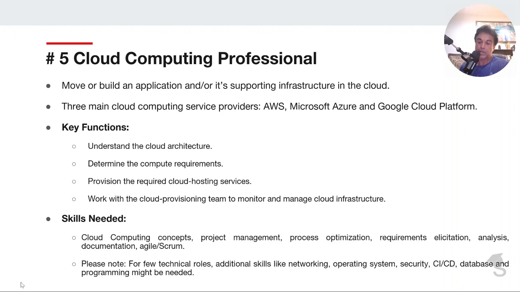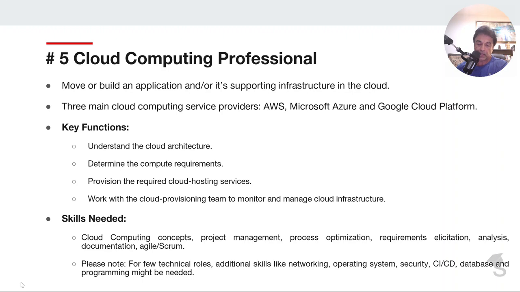Okay. Now, key functions largely depend on the exact role, but by and large, it's safe to say that they include understanding how the cloud works and how cloud-based system or solution architecture works, determining the compute requirements, provisioning the required cloud hosting services in the cloud, and working with the cloud provisioning team to monitor and manage the cloud infrastructure. These are the main key functions for whoever is working in the cloud computing space, especially the roles I mentioned like cloud business analyst, cloud data engineer, cloud PM, and cloud architect.